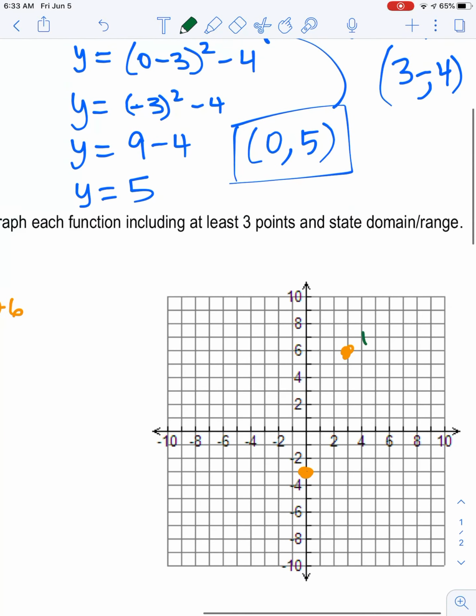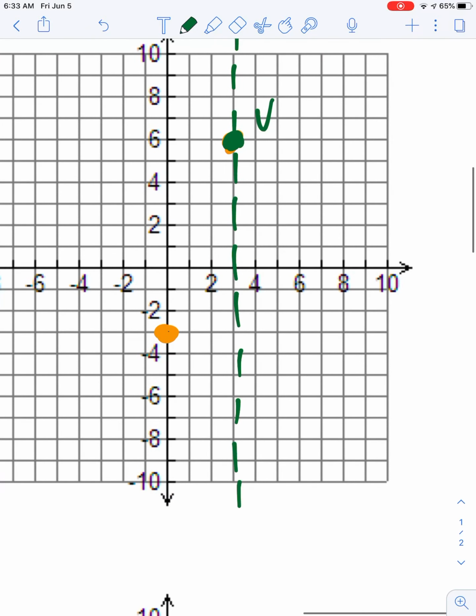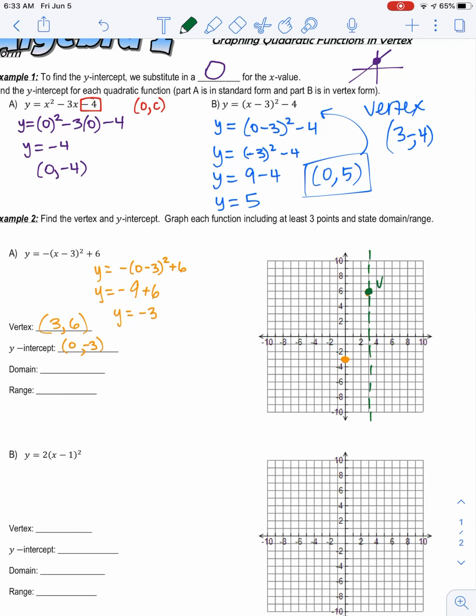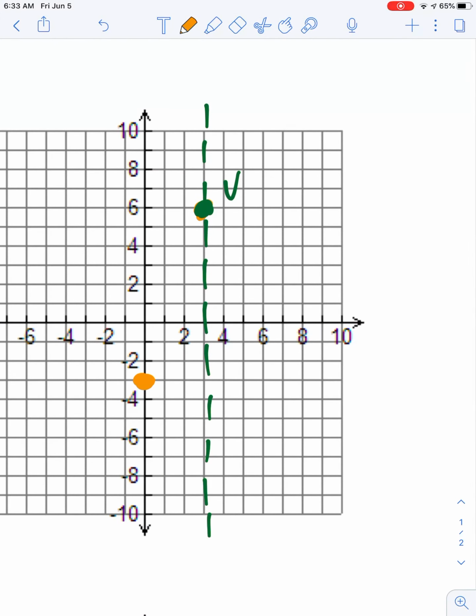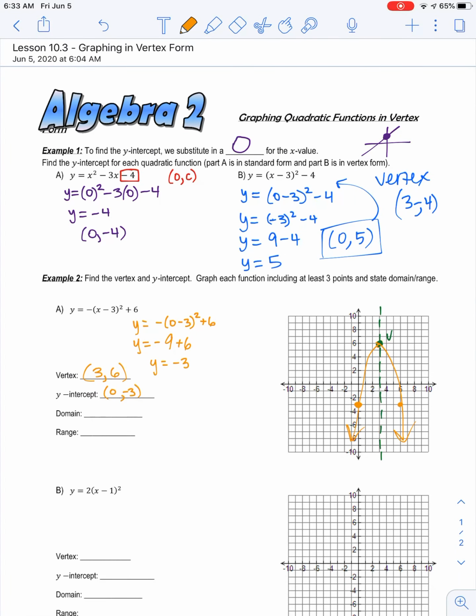So our vertex was up here at 3, 6. Probably not a bad idea to right away draw an axis of symmetry through your vertex, because then you know your graph should be symmetric over that dashed line. So now when I had the y-intercept at 0, negative 3, I could reflect that point over that line of symmetry to the other side at 6, negative 3, and then use the vertex to draw a curve passing through those 2 points.